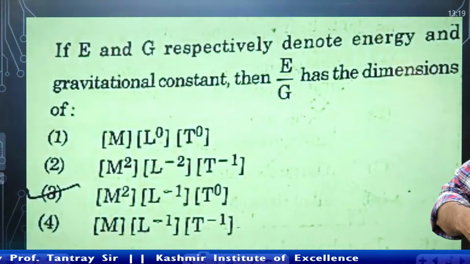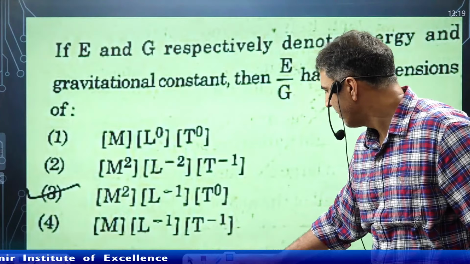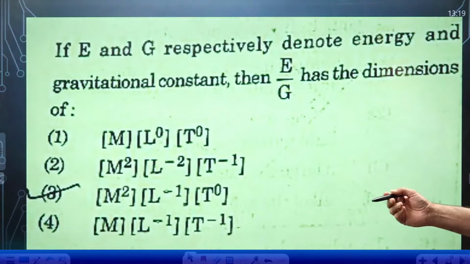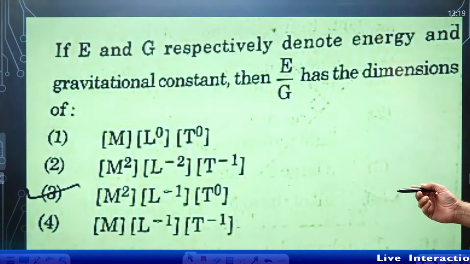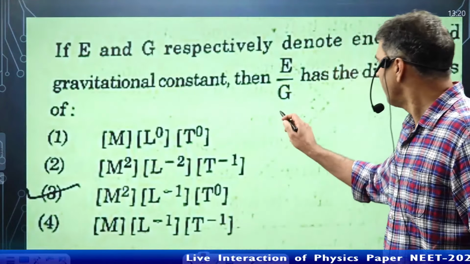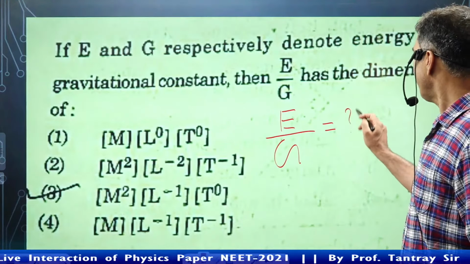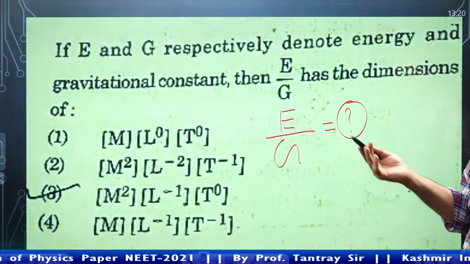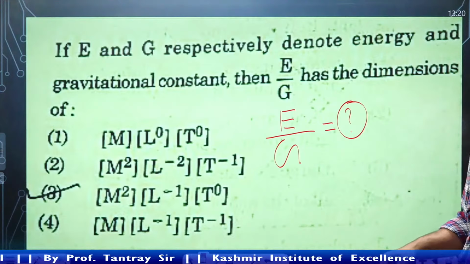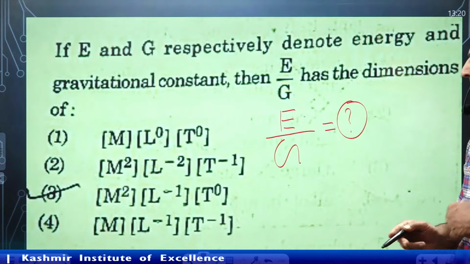If E and G respectively denote the energy and gravitational constant, then E by G has the dimensions of what? What are the dimensions of E by G? If you substitute E, energy, and G from somewhere, and there also you have to substitute G, possibly you will get the answer, but it will take you more time. So I will do something about it.